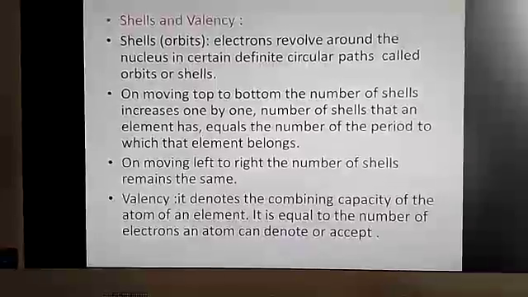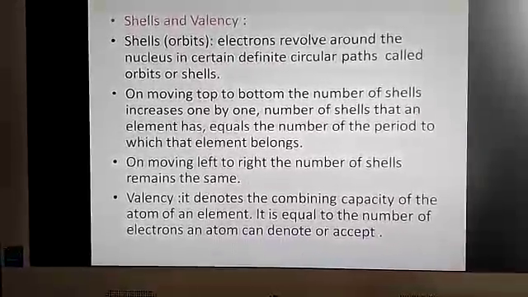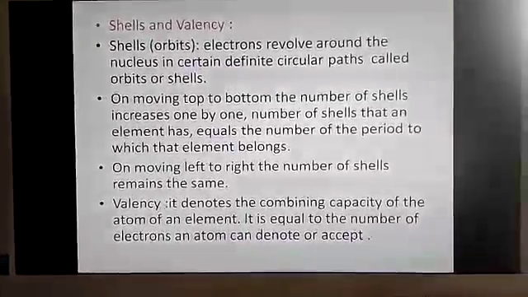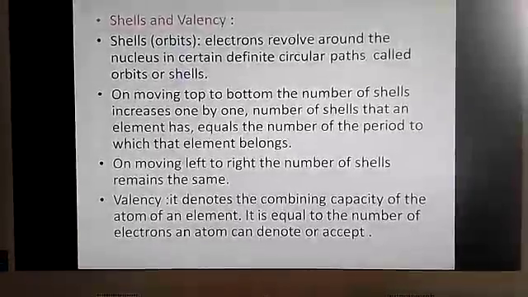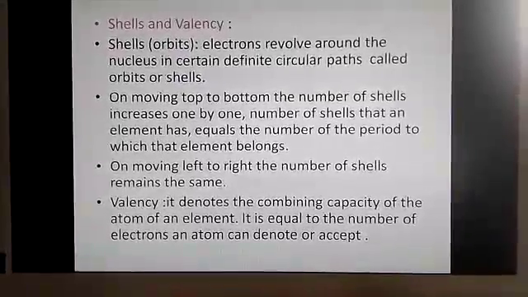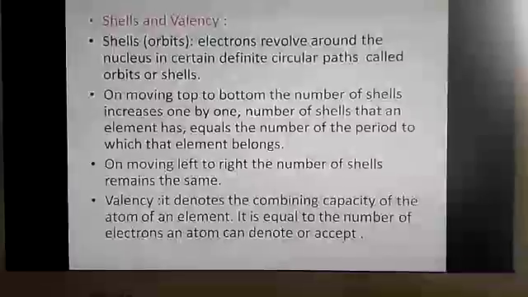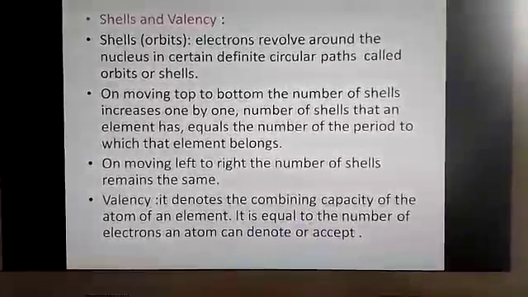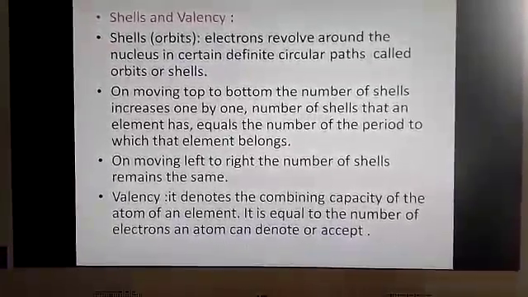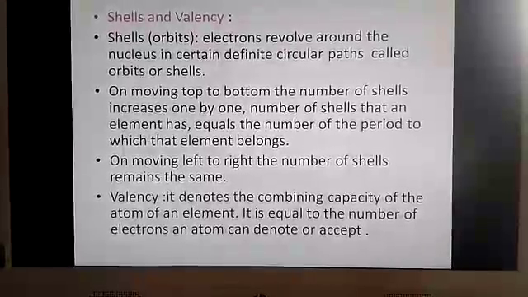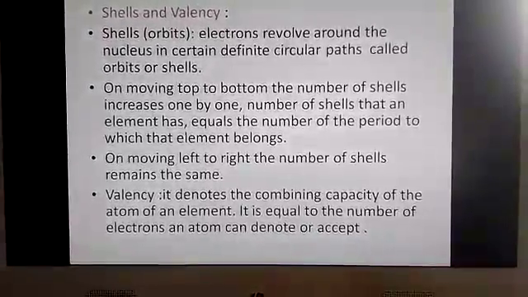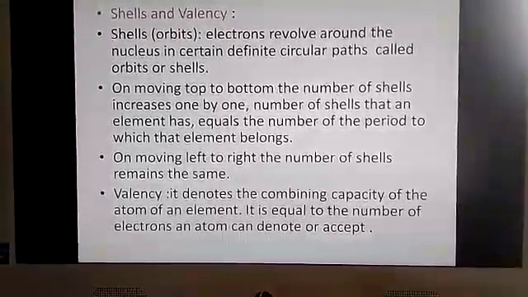The number of shells that an element has is equal to the number of the period to which that element belongs. So in a periodic table we have groups and periods, and the number of shells increases one by one as we move down. But on moving left to right, the number of shells remains the same.